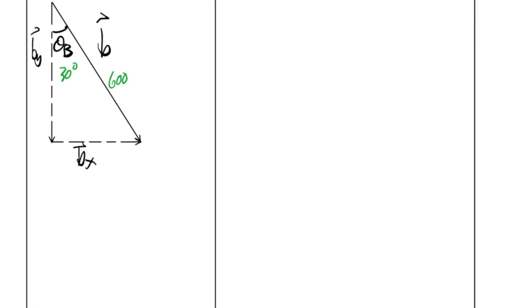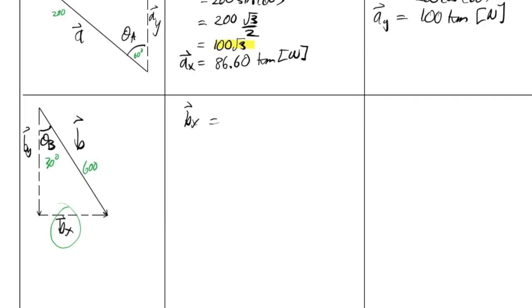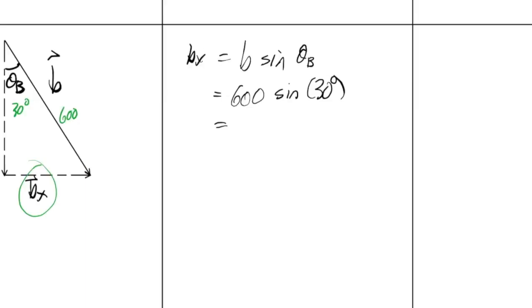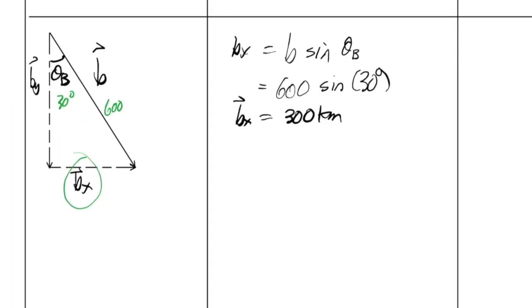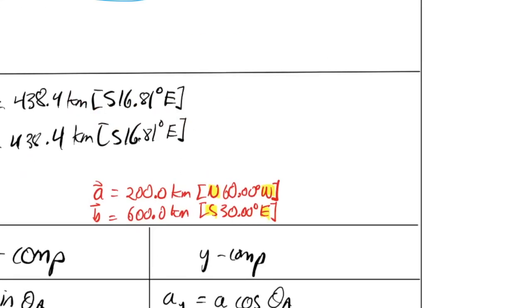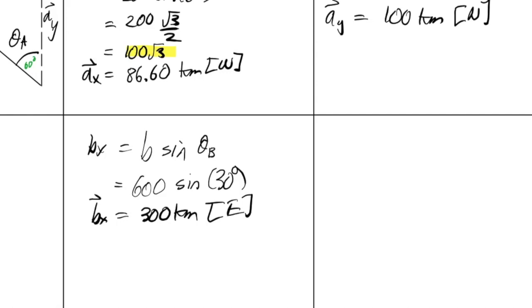Okay, so now when we look at this diagram, BX is on the opposite side. So again, in this case, it's going to be sine. BX is equal to, no harpoon, B sine theta B. So that's 600 sine of 30 degrees. Well, sine of 30 is 0.5, so that's 300 kilometers. And which way is the x going? If you look at the arrow here, specifically that one, that's going to the east. It also said east up here, so that's east.